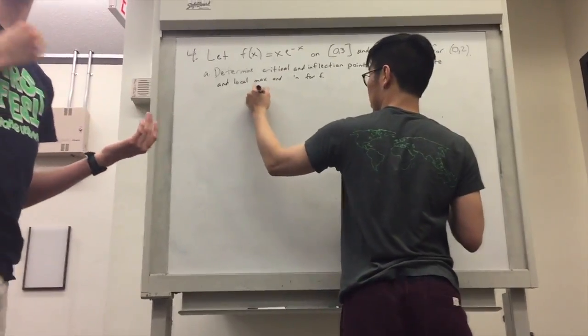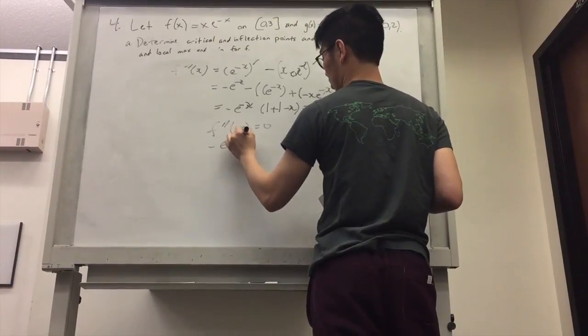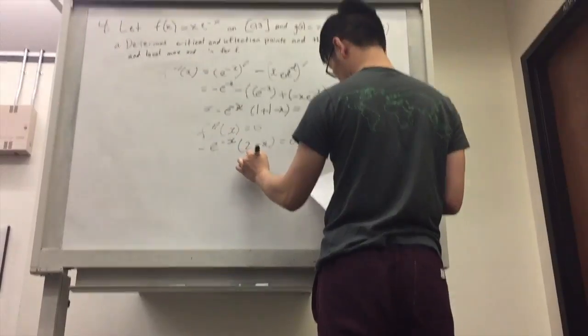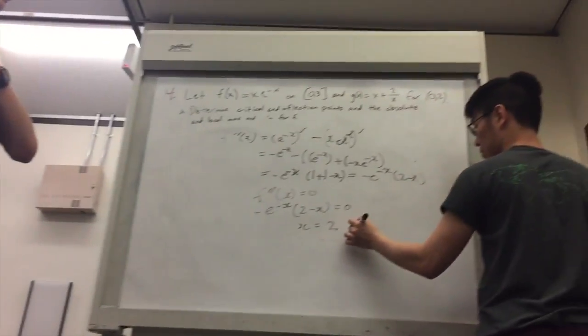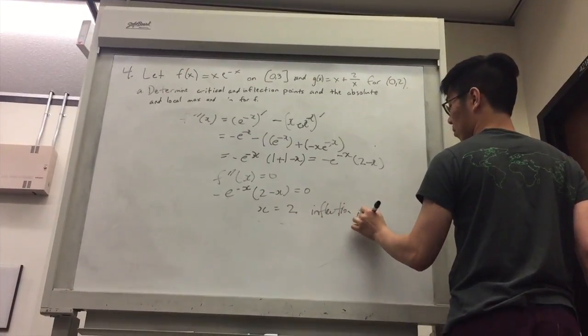And to find the inflection point, you take the second derivative of the function, take the product rule, and multiply it all out. And then setting this equal to 0, we find that x is equal to 2. So x equals 2 is our inflection point.